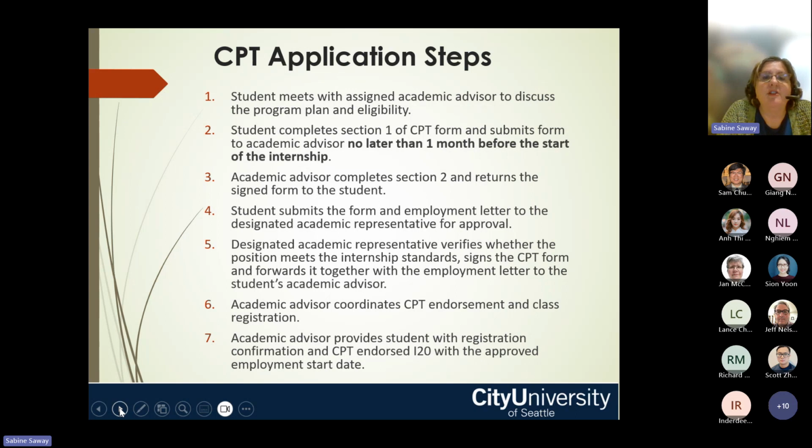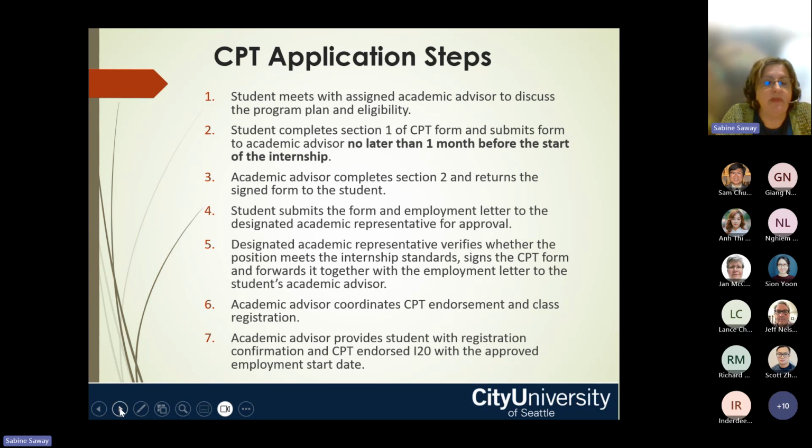For the application steps, the first step is that the student meets with their assigned advisor, and we would recommend doing this as early as possible because you want to make sure that you do not use up all your elective credits for other electives, and then you would not be eligible for CPT again.